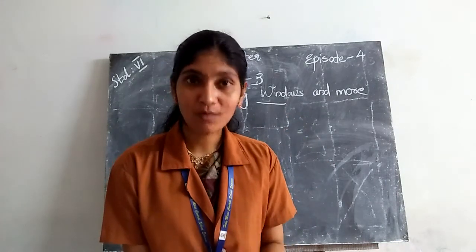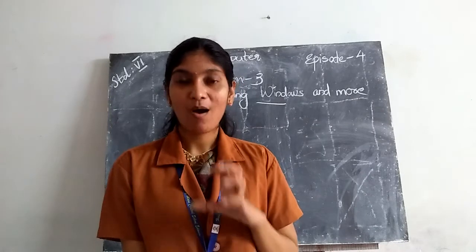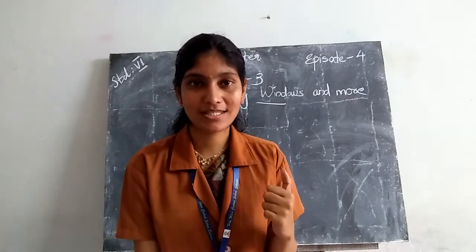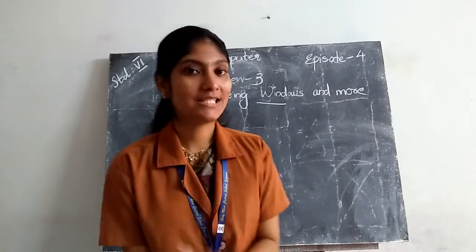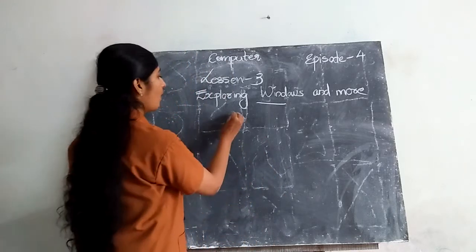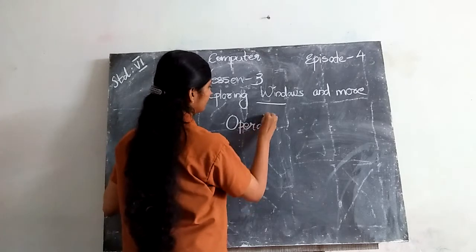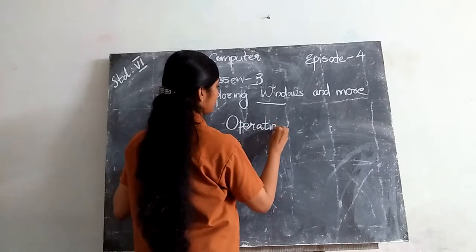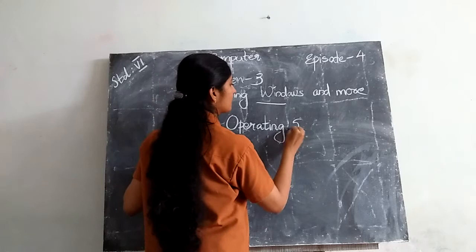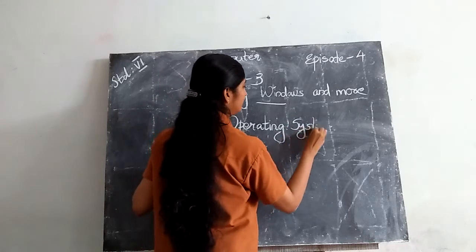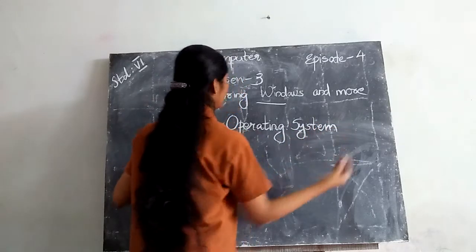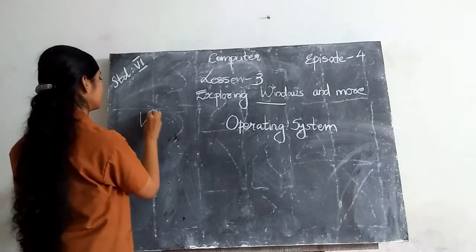Windows is an example of what? Operating system. Windows is an example of what? Operating system. So, operating system. That is Windows.